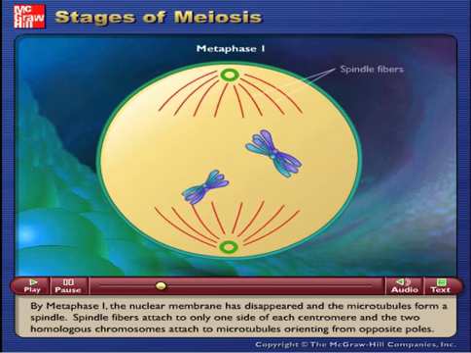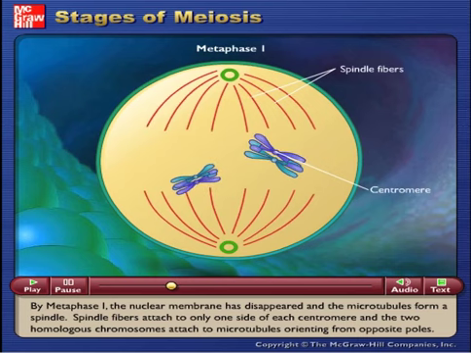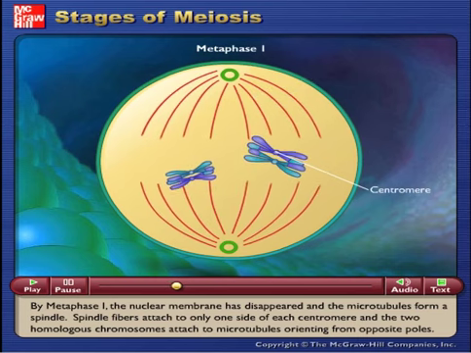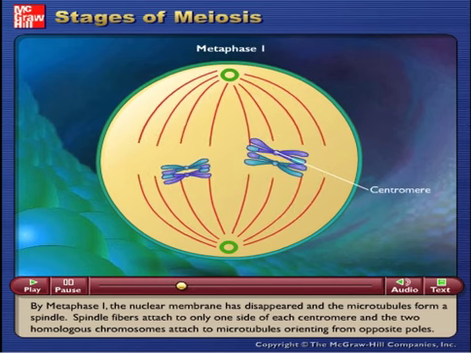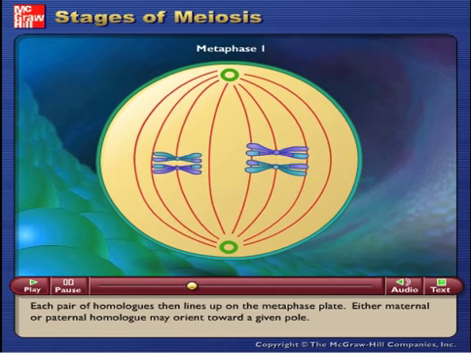Spindle fibers attach to only one side of each centromere, and the two homologous chromosomes attach to microtubules orienting from opposite poles. Each pair of homologs then lines up on the metaphase plate. Either the maternal or paternal homolog may orient toward a given pole.